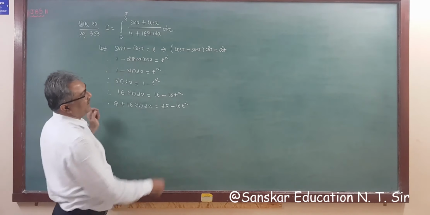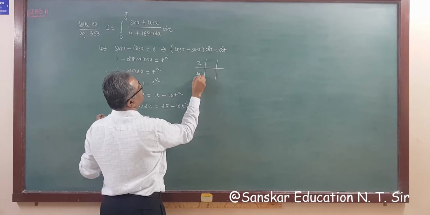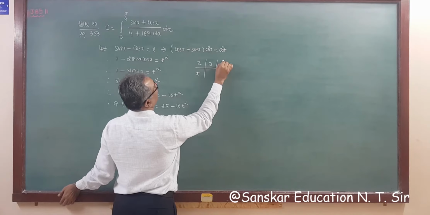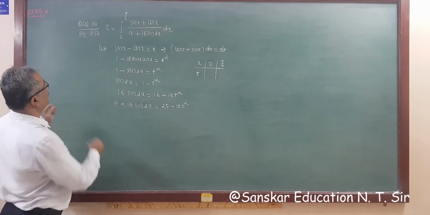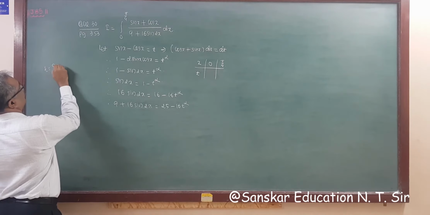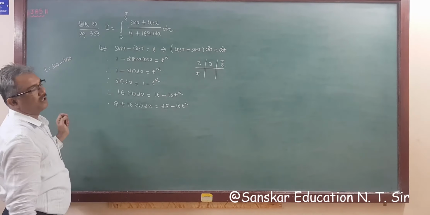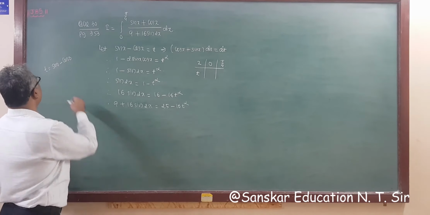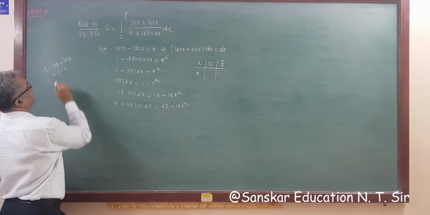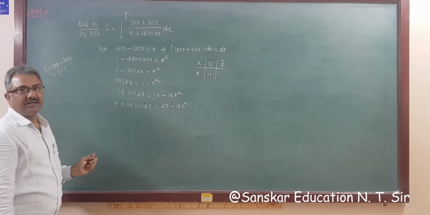Now this is a definite integral, so we have to change the limits. Changing the limit, x goes from 0 to pi by 4. Substitute x equal to 0 here. We get t is equal to sin 0 minus cos 0. Sin 0 is 0 and cos 0 is 1, so the answer will be minus 1.